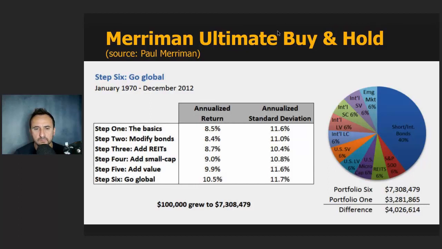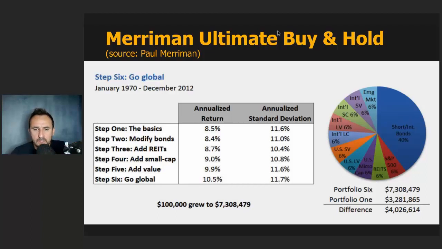And as we can see, the small cap stocks are really a big changer, because small cap and value are increasing the annualized return over that period, still not increasing so much the standard deviation, which is the risk. And in the last step, number 6, he's going global, meaning that rather than only focusing on American stocks, he wants to have exposure to international stocks in his portfolio.